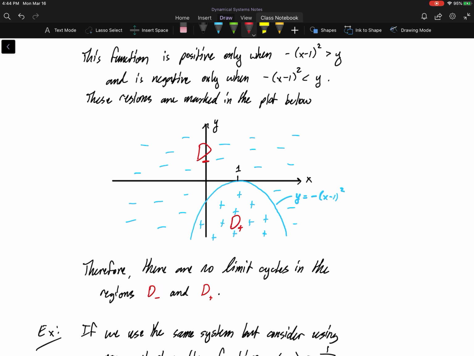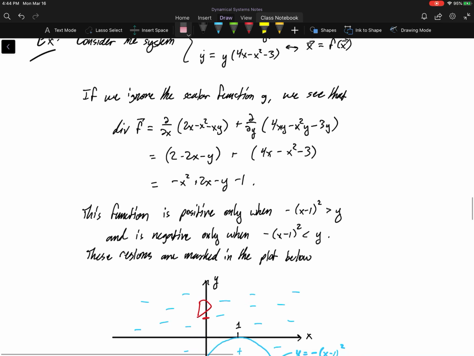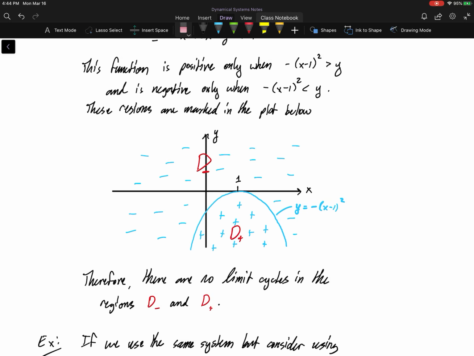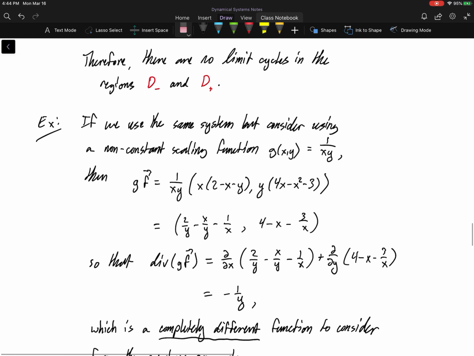So I can definitively say, based on Dulac's criterion for the function little g equals 1, so right up here, specifically because I'm taking g equal to 1 as my Dulac function, that I can go ahead and rule out the existence of limit cycles to either side of this parabola. Right? My divergence has exactly one sign to either side of that curve. Hence, no limit cycles can exist in that region.